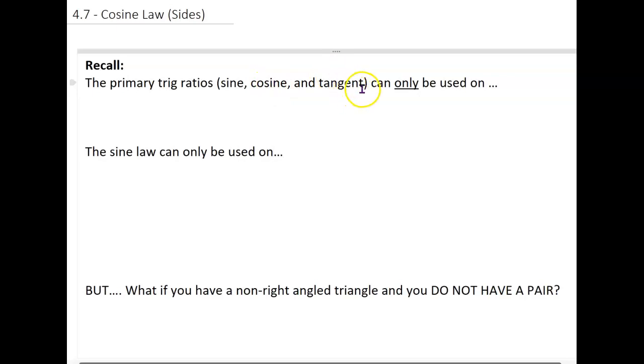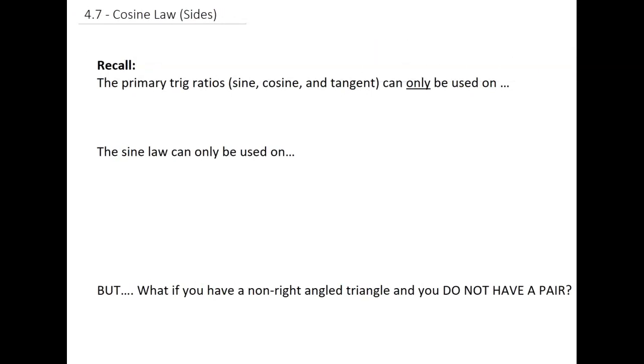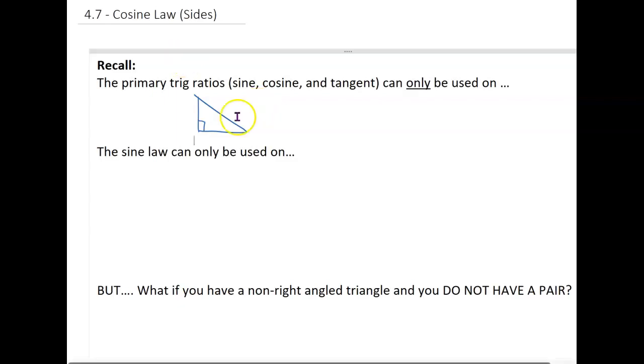the tangent ratios. Now these ratios can only be used on triangles that have a right angle, so something like this, okay? So without that right angle triangle, we cannot use the trig ratios. That's the sine ratio, the cosine ratio, or the tangent ratio.